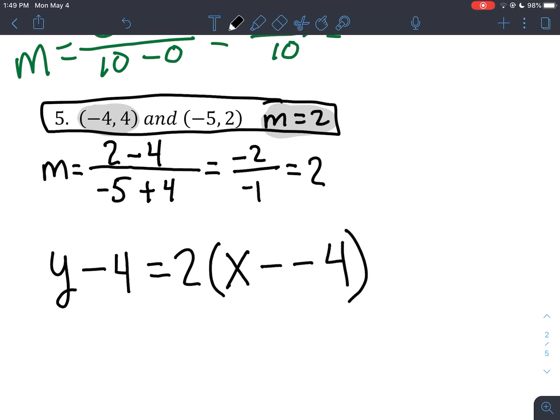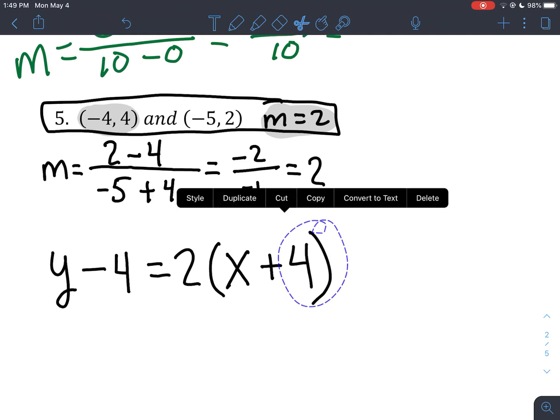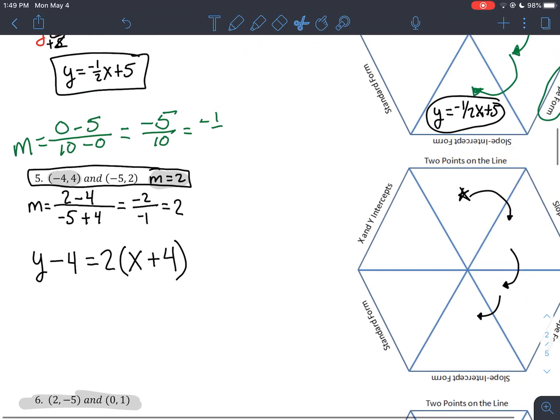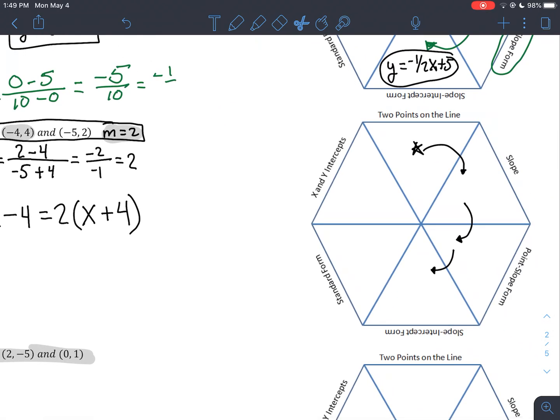Now, if you look at this and you say, hey, that doesn't really look right, you are right, because minus a negative can be the same as plus. So subtracting a negative is the same as adding. So now you look at this and you say y minus 4 equals 2 times x plus 4. This is my point slope form. So now we are here. We need to get to slope intercept form.